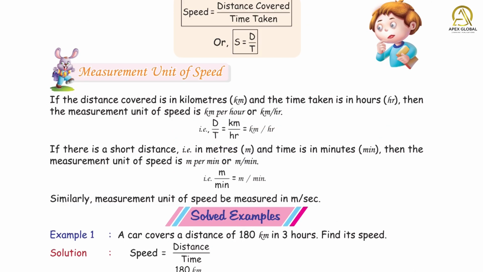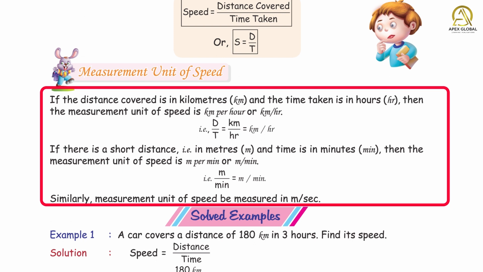Measurement unit of speed. If the distance covered is in kilometers and the time taken is in hours, then the measurement unit of speed is kilometer per hour or km per hour. S equals D upon T equals kilometer upon hour equals kilometer per hour. If there is a short distance in meters and time is in minutes, then the measurement unit of speed is meter per minute. Similarly, speed can be measured in meter per second.